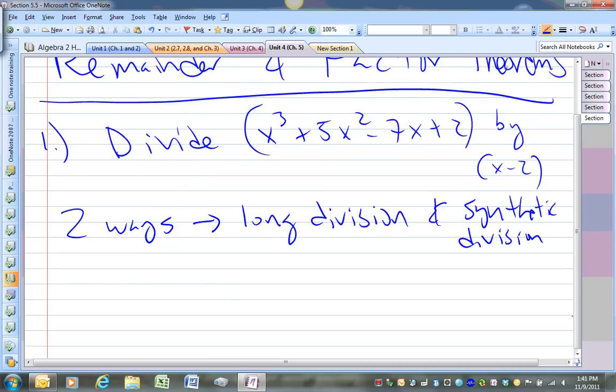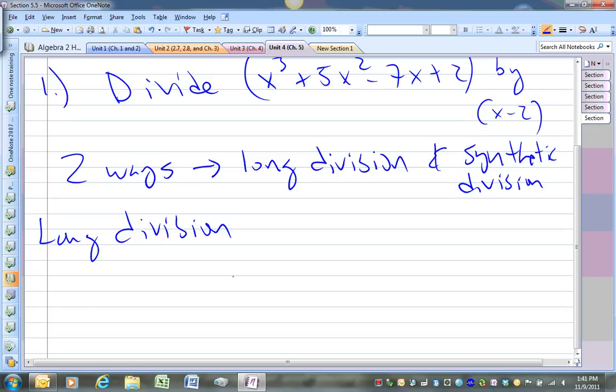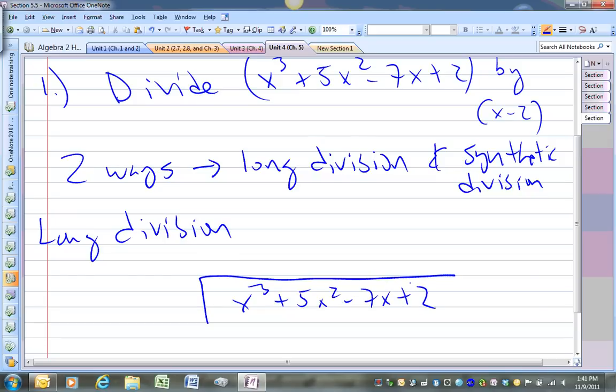So let's start with long division, just so you see how that looks. If you remember from back in the day, you have a little symbol like that, we call it the radicand. X cubed plus 5x squared minus 7x plus 2. You have x minus 2 on the outside.